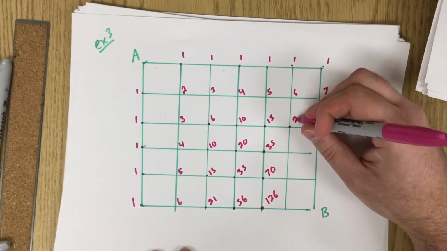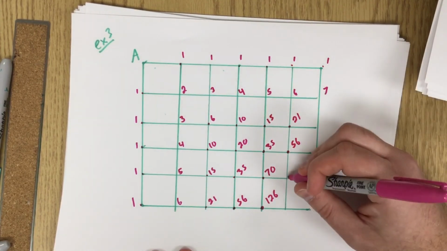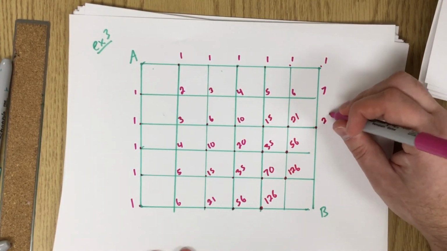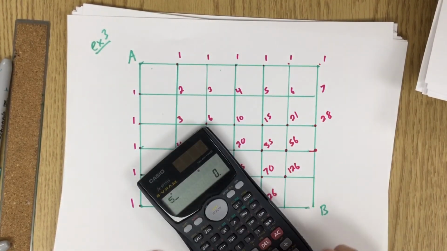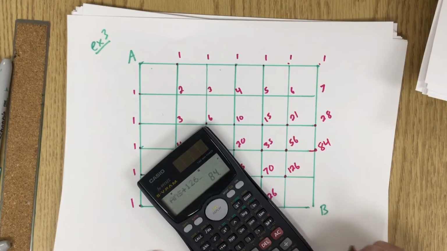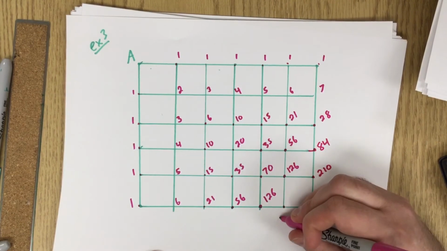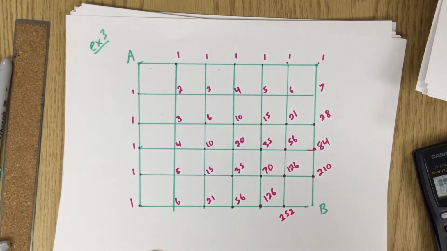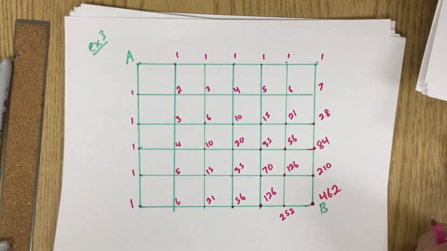15 and 6 is 21. 35 and 21 is 56. 70 and 56 is 126. This is going to be 28. I think we're in calculator land here. 56 plus 28 is 84. That's going to be 210. This is going to be 252. And 252 plus 210, that's going to be 462.